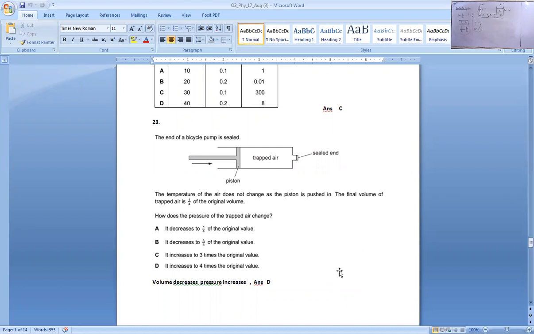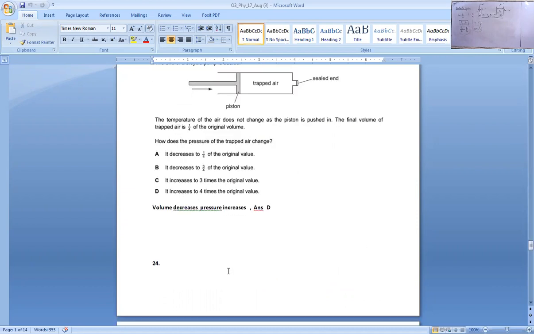He says the final volume of the trapped gas is 1/4. It means the volume decreased 4 times, becomes 1/4. So the pressure will increase 4 times. So my option is D. The pressure increased by 4 times.